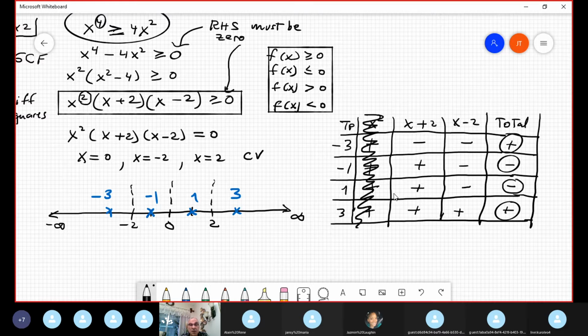I come back to the beginning. My inequality is greater than or equal, but I don't care about the equal for now. It's greater than, which means that the true guys are the positive. And the positive is this, and the positive is this. So my solution is this. The testing point that passed the test was negative 3, look at that interval, and positive 3, that interval.